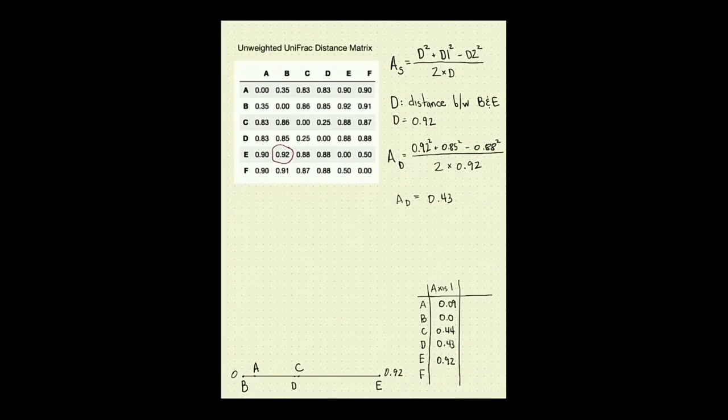And what you probably noticed now is that some of these values are not changing when we compute this. And so rather than erase everything, what I can do is just erase the values that are changing. And so D for this axis is always 0.92. And so we can just leave that filled in.